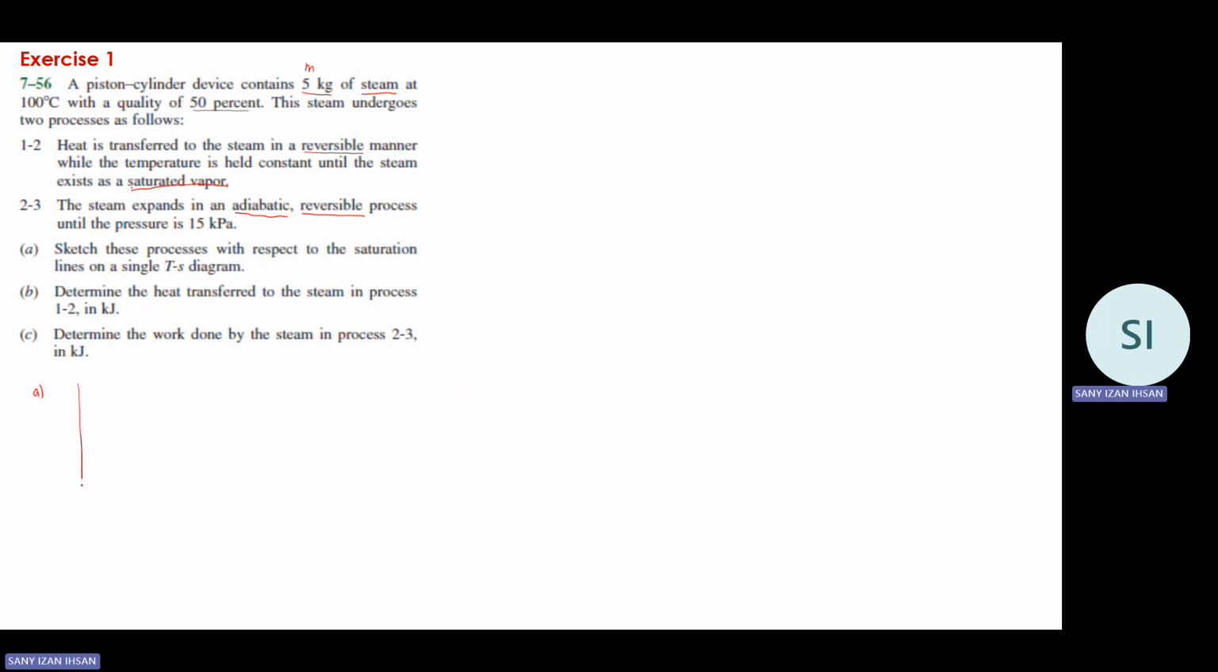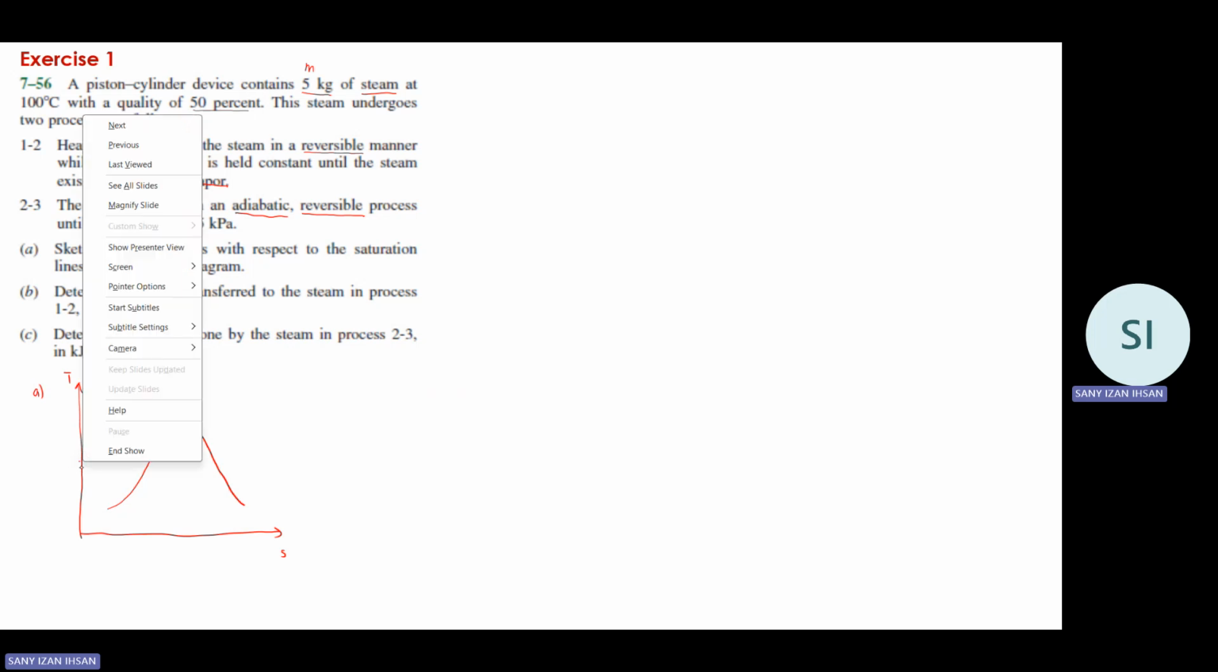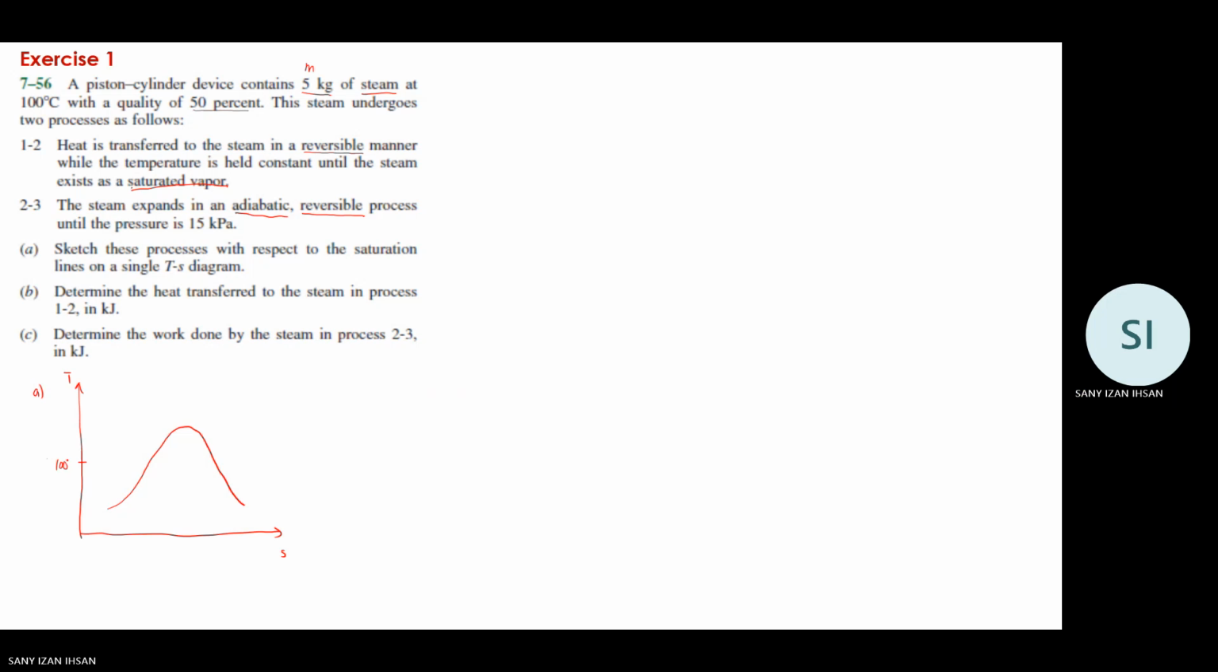So, the first question, let's draw the TS diagram. We know that it is steam and we have this saturated condition. So let's have our saturated line. This is the T and S diagram. Initial condition, we know that temperature is 100 and x equals 50%. So let's just take this as 100 degrees Celsius. Let me try to change color there, so that will be easier for us to visualize. This is the 100 degree temperature line.